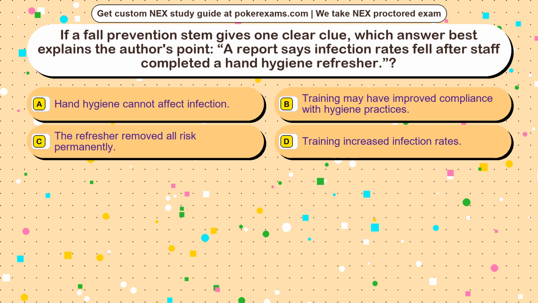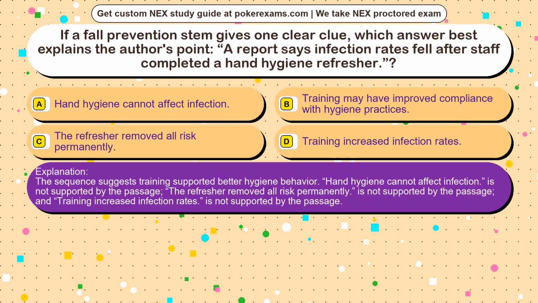The correct answer is option B. The sequence suggests training supported better hygiene behavior. Hand hygiene cannot affect infection is not supported by the passage. The refresher removed all risk permanently is not supported by the passage, and training increased infection rates is not supported by the passage.